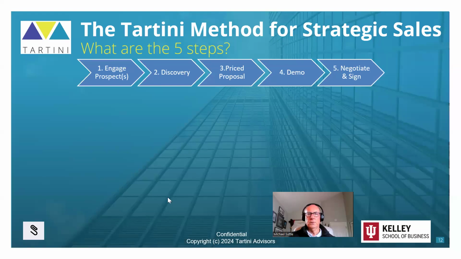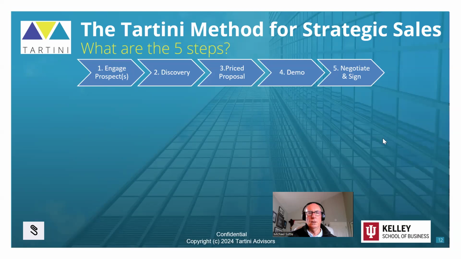The 5 steps, just to review, are engage the prospect, discovery, price proposal, which is also known as value proposition. We'll be going over that in detail today. Demo, which is sometimes a software demo at client Bridgetronic. That tends to be more of an inspection of the equipment. And then, of course, negotiate and sign.